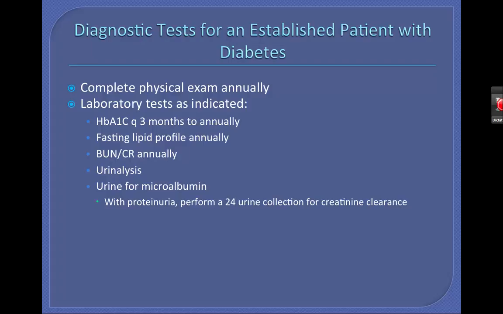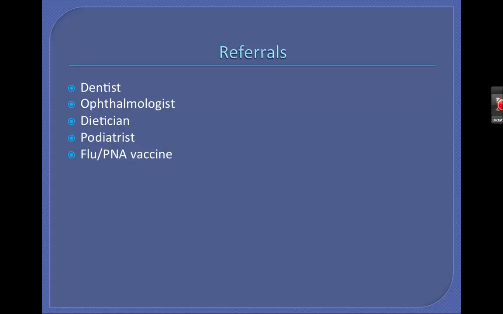Diagnostic tests for an established patient with diabetes: you want to do a complete physical exam, lab tests as indicated, hemoglobin A1C every 3 months to annually, fasting lipid profile annually, BUN and creatinine annually, urinalysis, urine for microalbumin, and again, if there's proteinuria, you perform a 24-hour collection for creatinine clearance. Referrals: a dentist, ophthalmologist, dietitian, podiatrist, and you want your patients to get a flu shot and a pneumonia vaccine.